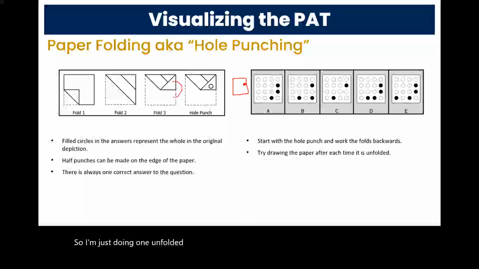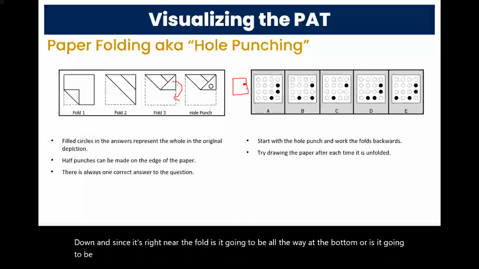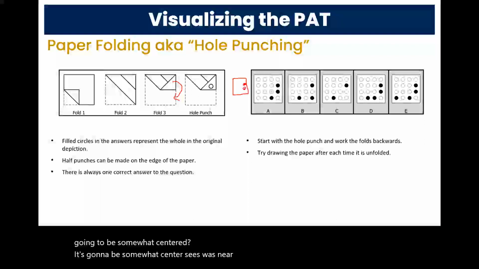I'm going to unfold this. Well, I see another one up, down, to the left, or to the right. Down. And since it's right near the fold, is it going to be all the way at the bottom, or is it going to be somewhat centered? It's going to be somewhat centered since it was near the fold. Okay, so already B is out, C is out.